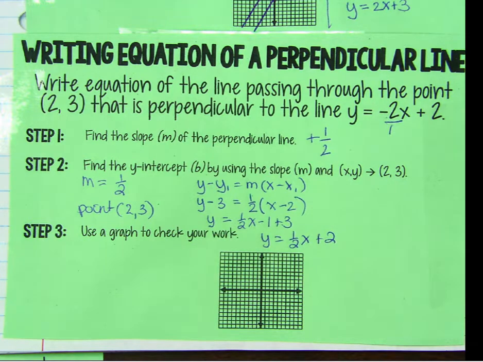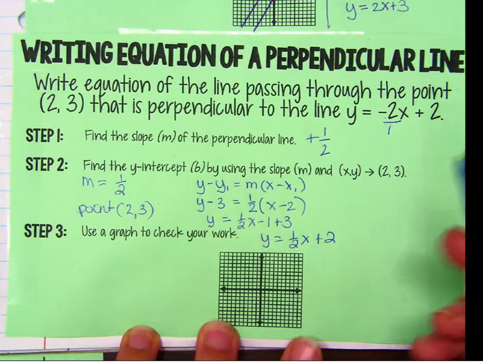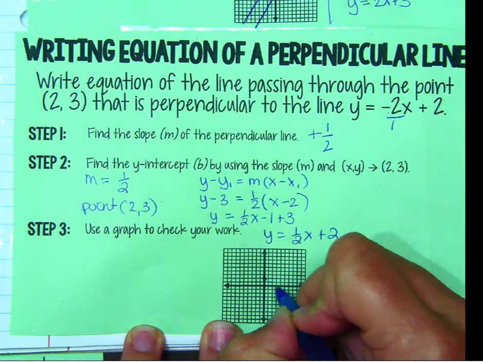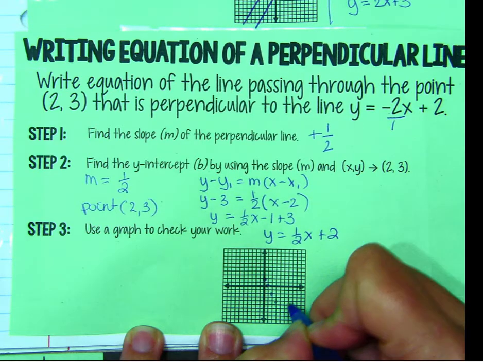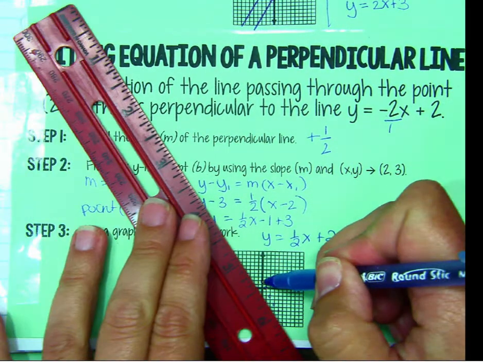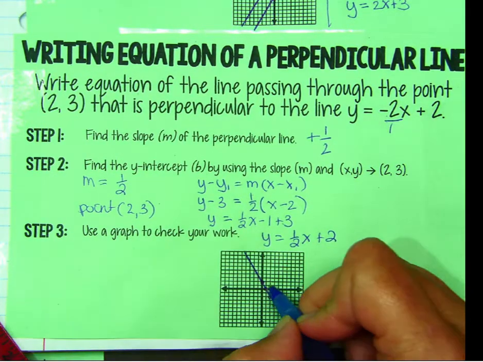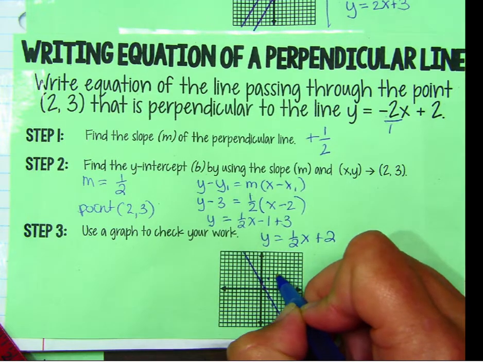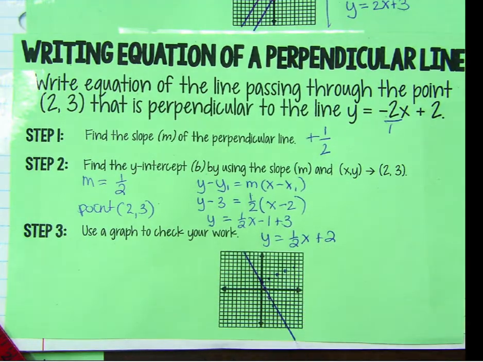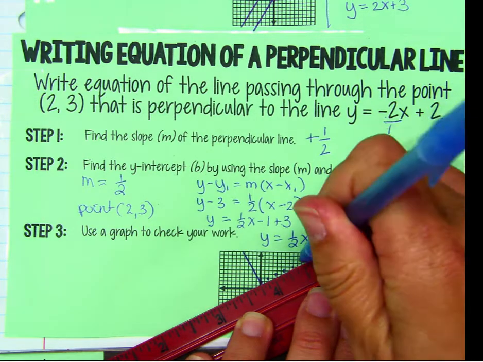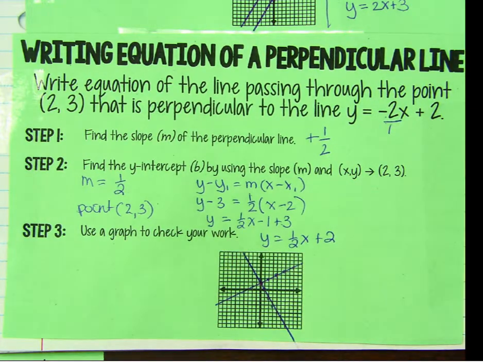All right, if you used slope-intercept form from the beginning, hopefully you came up with the same slope and the same y-intercept. And now we can graph to check and see if we're right. So my original line had a y-intercept of 2 and a slope of -2. And my new line has a y-intercept of 2 and a slope of 1/2. And so when I graph them, I can see that I do get perpendicular lines, which means that I came up with the right equation.